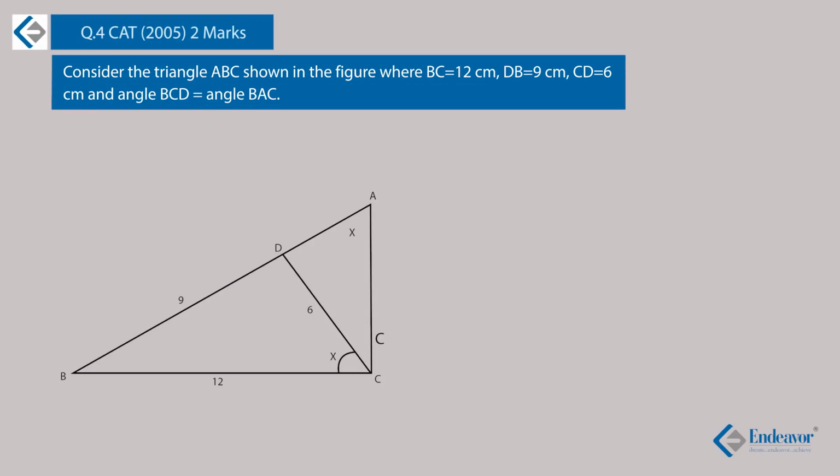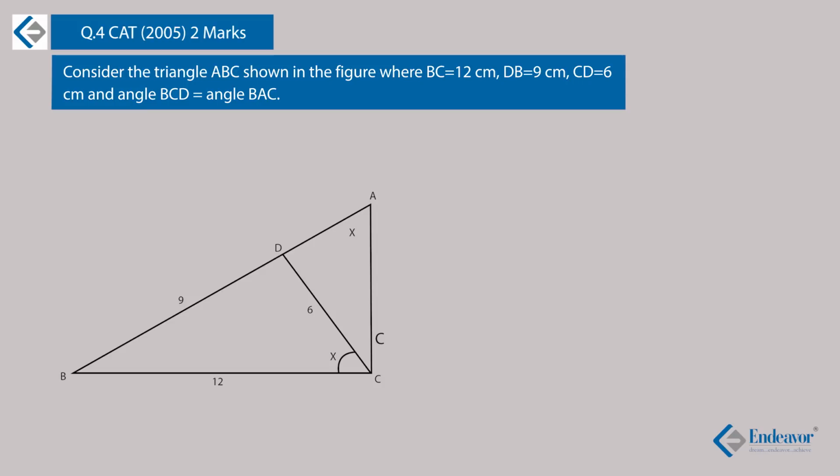Consider the triangle ABC shown in the figure where BC is 12, DB is 9, CD is 6, and angle BCD is equals to angle BAC. What are we supposed to find? We are supposed to find that what is the ratio of perimeter of triangle ADC to that of triangle BDC, and the options are given to you. Now, what do you think can be done in the question like this?